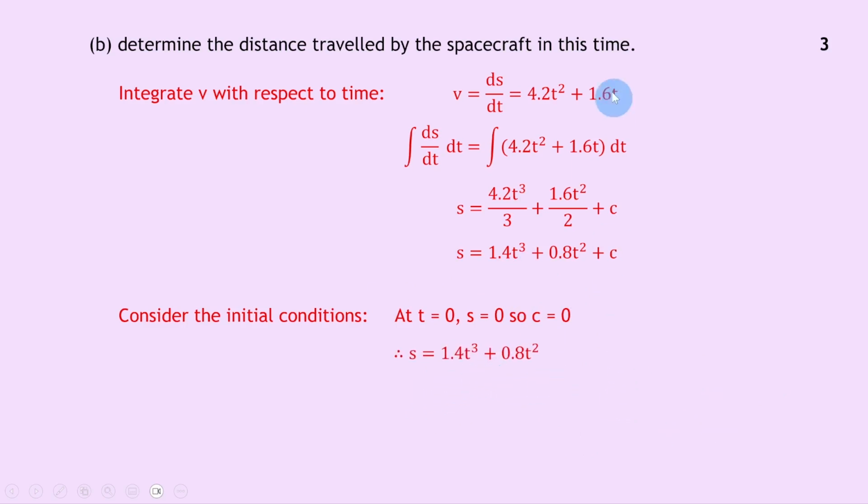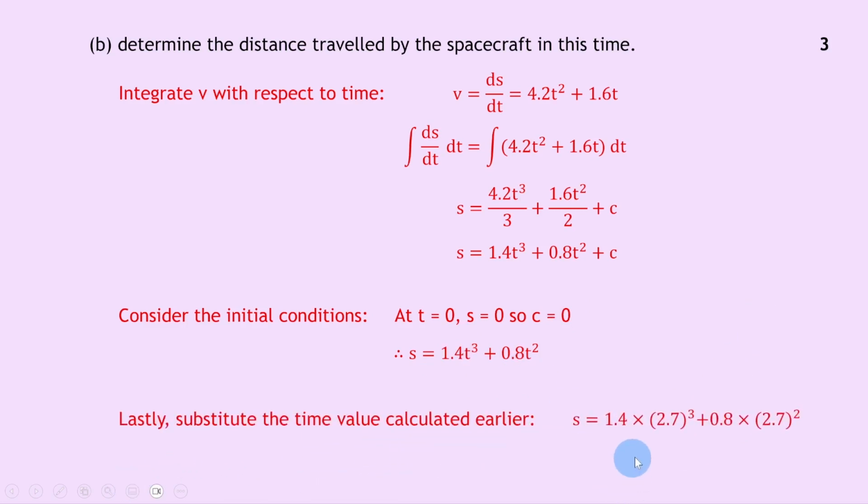Now we're told in part B in this time, so we want to use our answer from part A for the time and substitute that in to find what s is. So lastly, substitute the time value calculated earlier, so we have s equals 1.4 times 2.7 cubed plus 0.8 times 2.7 squared, and if you put that into your calculator you should get an answer of s equals 33 meters.